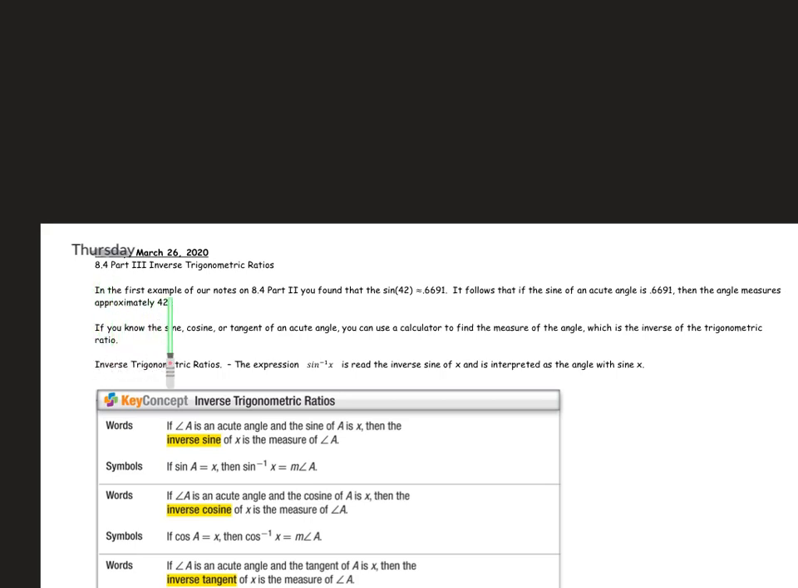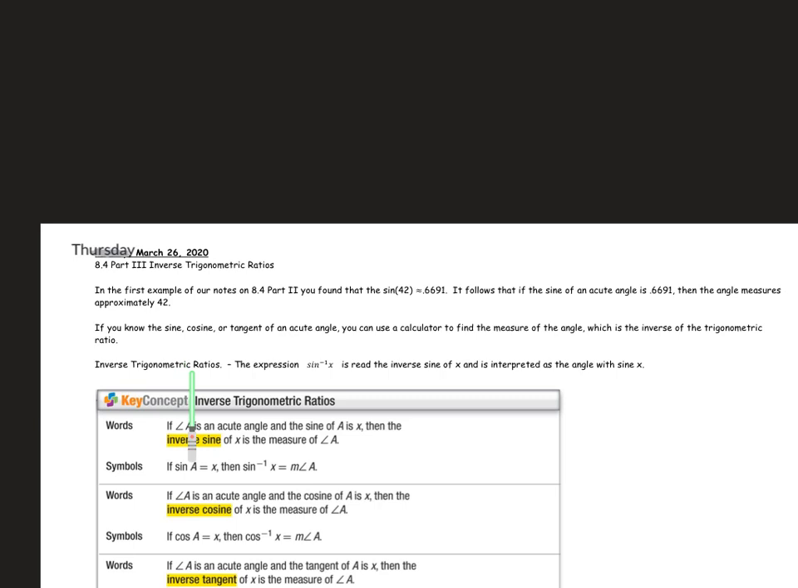So in the first example of our notes on 8.4, you found that the sine of 42 is approximately 0.6691. It follows that if the sine of an angle is 0.6691, then the angle measures approximately 42 degrees. So if you know the sine, cosine, or tangent of an acute angle, you can use a calculator to find the measure of the angle, which is the inverse of the trigonometric ratio.